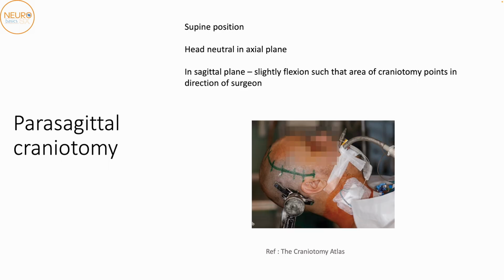On the other hand, for a parasagittal craniotomy, again the patient would be in a supine position. This is a parasagittal craniotomy in the anterior half of the superior sagittal sinus, not the posterior half. So the head will again be neutral in the axial plane. There will be no lateral rotation. But in the sagittal plane, for example, if you want to operate on a colloid cyst, which would be somewhere over here, you would require a slight amount of flexion. So you want to mark out your craniotomy first and then flex the head slightly such that the area of the craniotomy points directly towards you.